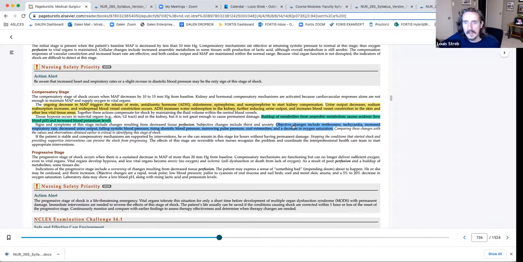All right. Objective changes include exactly what you think they would. Restlessness, because they're not perfusing the brain. Tachycardia, we've already talked about. Cardiac output equals heart rate times stroke volume. It just has to make sense. Tachypnea, we know why. Decreased urine output, we just talked about it. You don't have to memorize. Narrowing pulse pressures, because we don't have good blood pressure. It just starts making sense. All right, so that's shock in a nutshell, but what are we going to do about it?